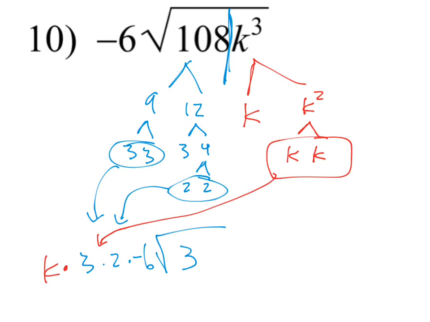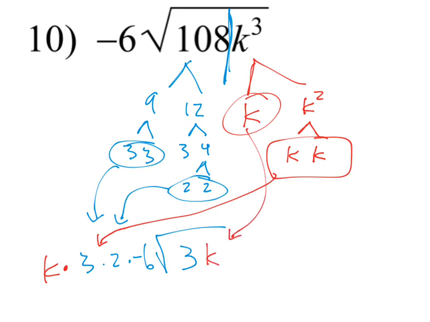Something I failed to mention earlier is that when you pull a pair out, only one of them goes out. You're effectively square rooting the pair of factors being multiplied together. So the square root of k squared is just k, which is why the k goes out front. So we do have this leftover k, and that's going to go back inside there.